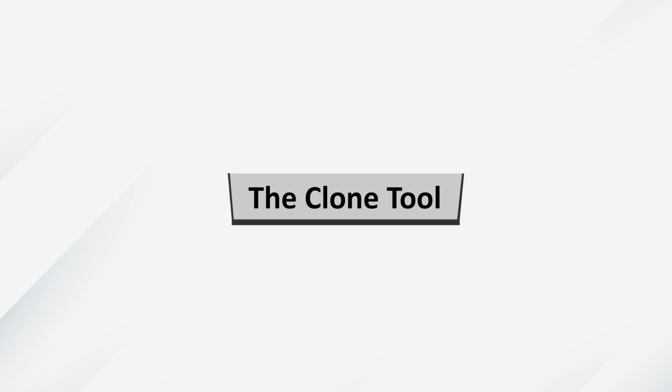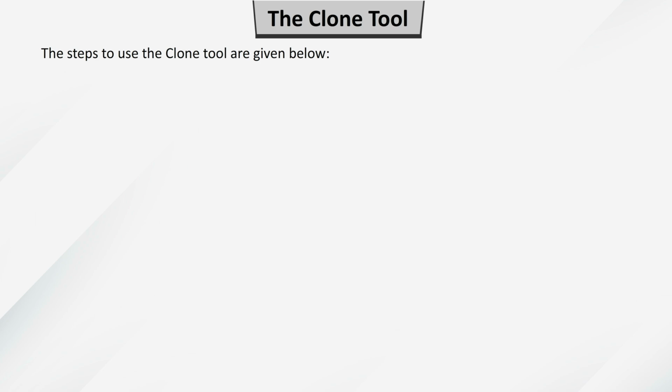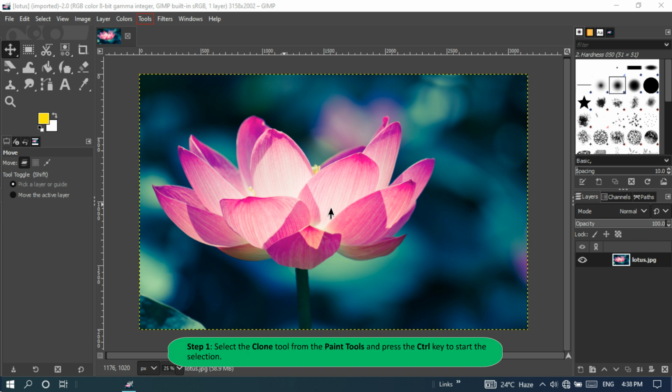The clone tool. The clone tool reproduces the selected parts in an image. It copies the selected parts of an image which can then be pasted in any other part of the image. It has many uses. One of the main uses is to repair problem areas in digital photos. This is done by painting over these areas with pixel data from other areas. The steps to use the clone tool are given below. Step 1.